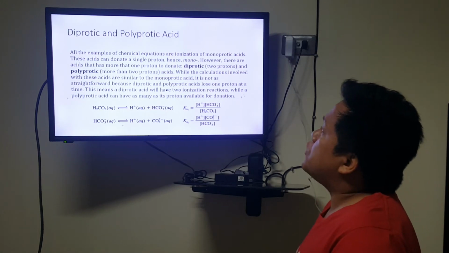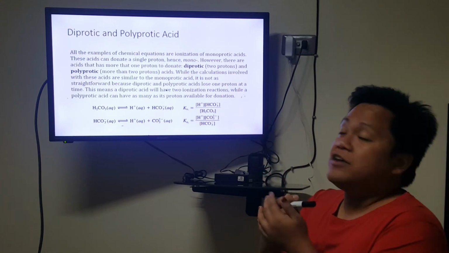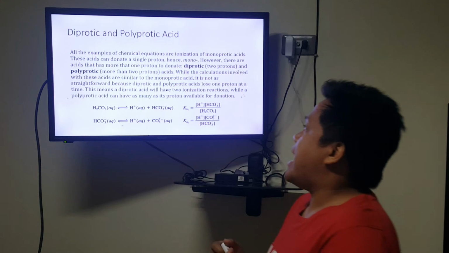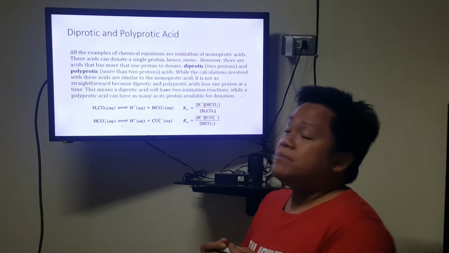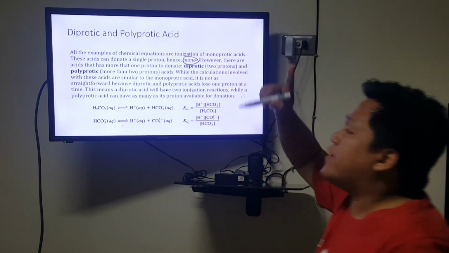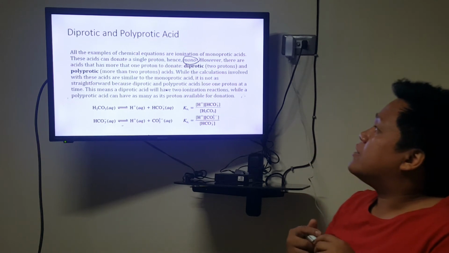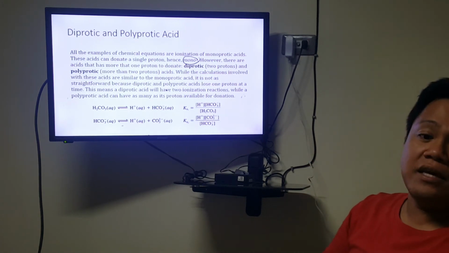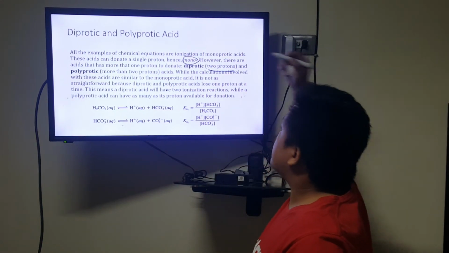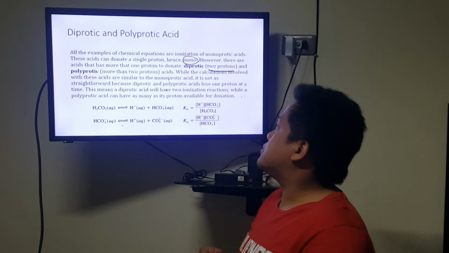Diprotic and polyprotic acids. All the examples of chemical equations so far are ionizations of monoprotic acids. This acid can donate a single proton, hence mono, meaning single or one. However, there are acids that have more than one proton to donate. This is what you call diprotic, two protons, and polyprotic, more than two protons.